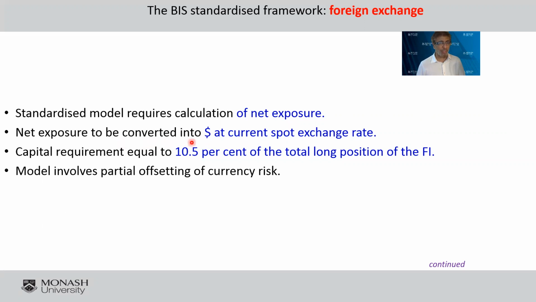The net exposure has to be converted into dollar value based on your positions, and this has to be multiplied by 10.5% as your capital. This is how they do it, because you have investments in so many currencies. You see your net exposure, multiply by the dollar value and by 10.5% to get the impact on the risk and add it to the capital. When you calculate the capital adequacy, we'll talk about it in week 11.